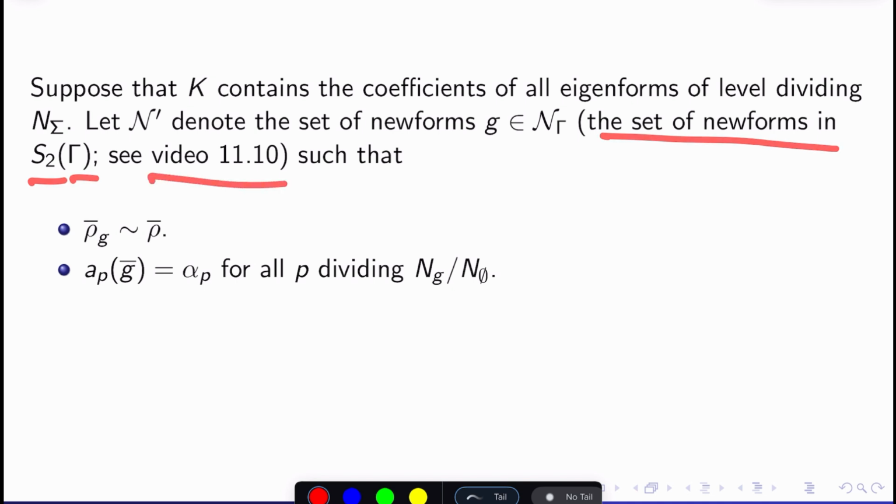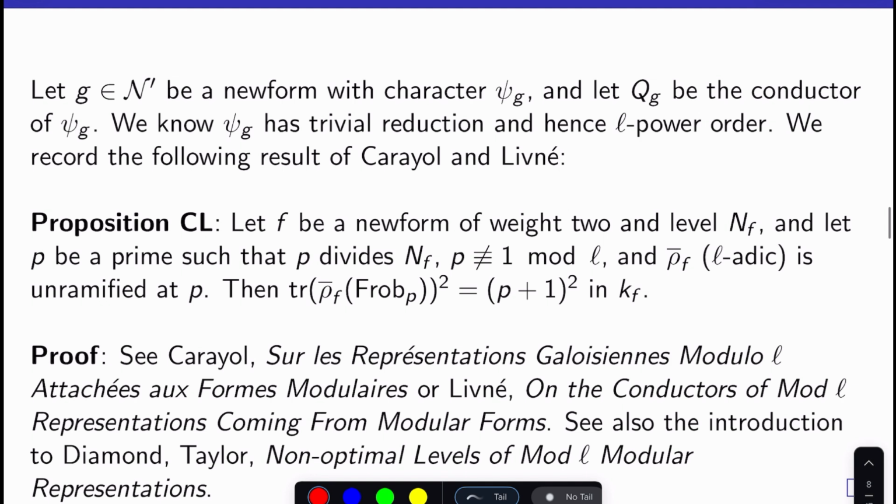You can see video 11.10 for this definition, such that ρ̄_G is isomorphic to ρ̄, and a_p(G) bar is α_p for all p dividing n_G over n_∅. Okay? Let G in 𝒩' be a newform with character ψ_G, and let q_G be the conductor of ψ_G. We know ψ_G has trivial reduction by construction, and hence l-power order.